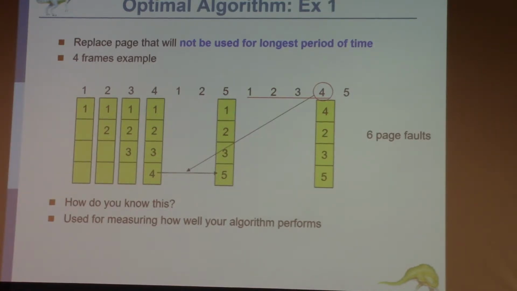So optimal is the ideal case. It's the best performance for page replacement. It's always the best performance, which means fewer page faults. Problem?